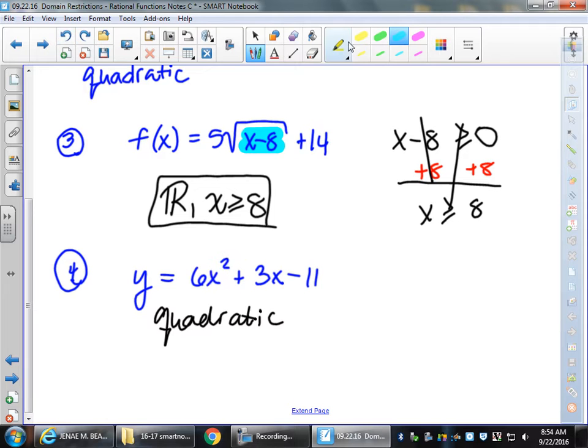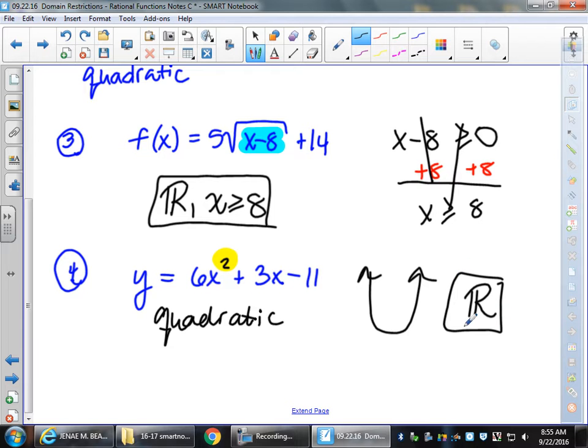I want to put that in blue. And it goes up. It would open up. All real numbers, no work required. Quadratic is the name of the function. So if I ask you for the name, that's the answer. If I ask you for the domain, it's all real numbers. So we know it goes up. Good question. From last year, if I have a positive a value, this is a positive 6, it opens up. If this is a negative 6, it would open down.